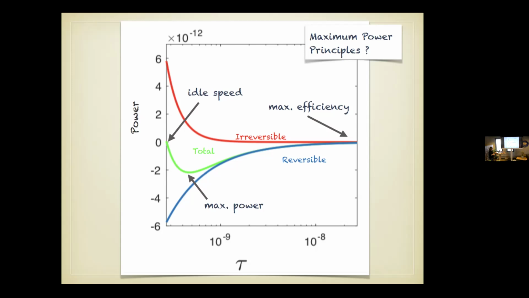And one could ask now, and we will do this discussion actually on Thursday, that there has been some idea around that biology evolves its biological machines towards a point where they are actually performing at maximum power output.